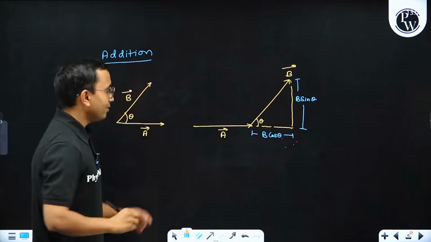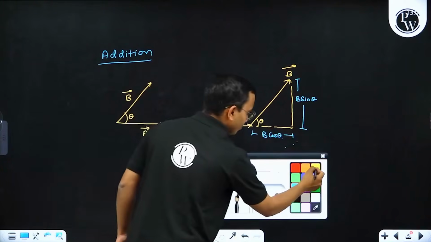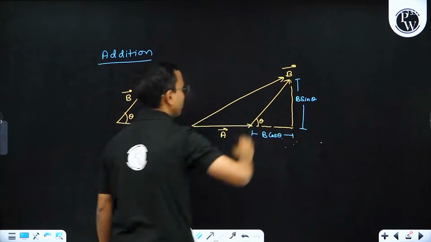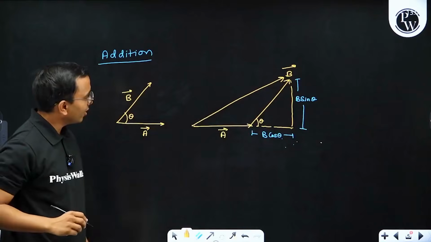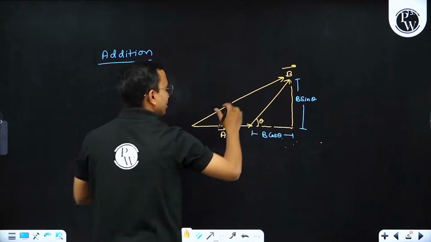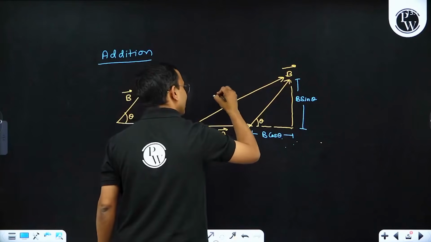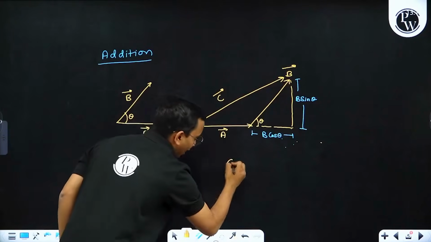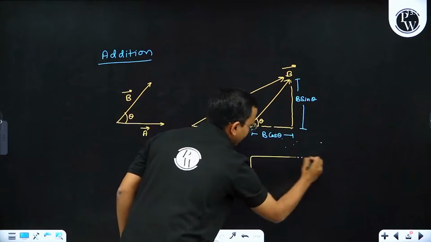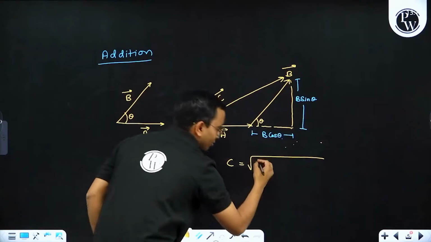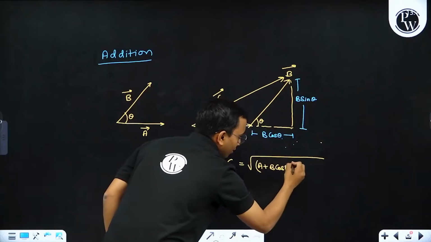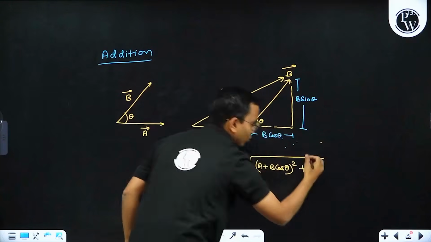The resultant of these two will be this. This is what the triangular law of vector addition says. This becomes the hypotenuse of this bigger right angle triangle. What is this hypotenuse now? Let us take this resultant as C. So the C magnitude squared is base square. What is base? A plus B cos theta. Total length will become A plus B cos theta, plus the height square.